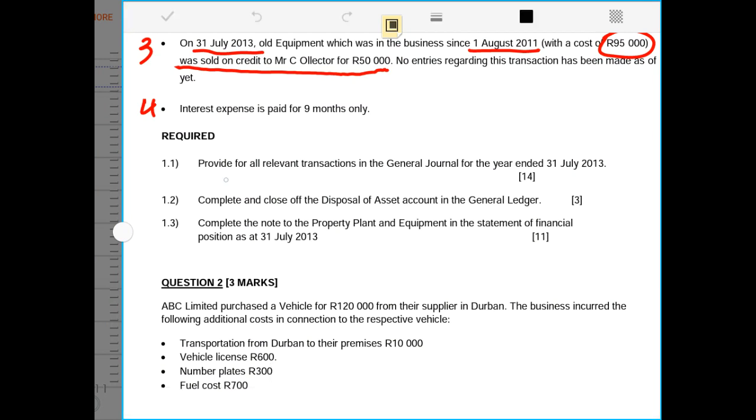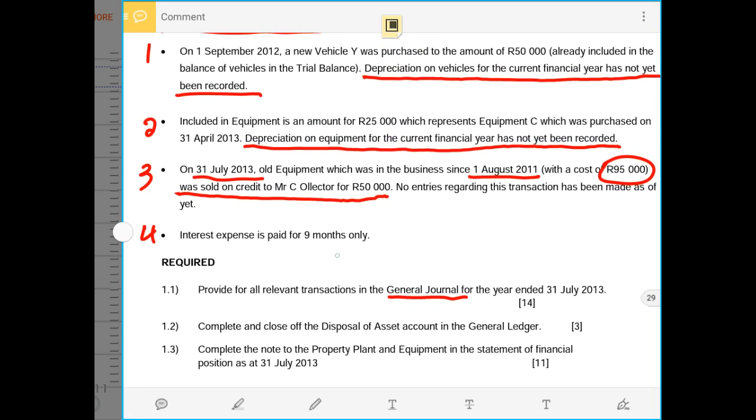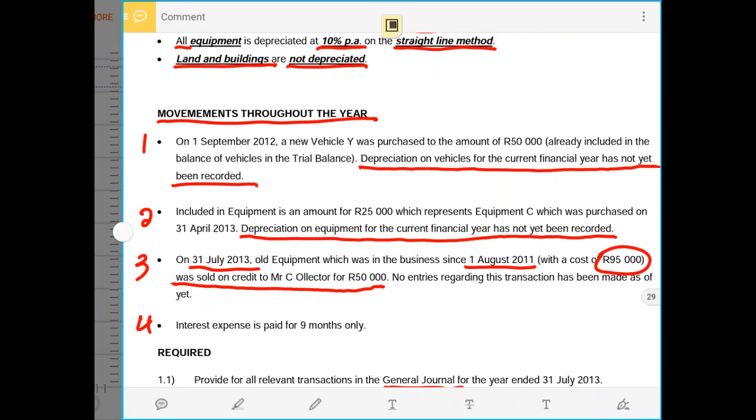1.1 says we must provide for all relevant transactions. That means for all the transactions that are above. For all relevant transactions in the general journal for the year ended 31st of July 2013. So now we are required to do all the relevant general journal entries.